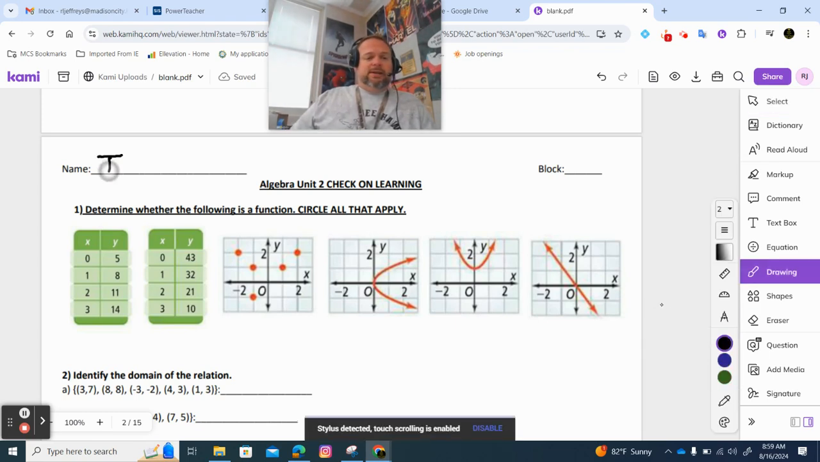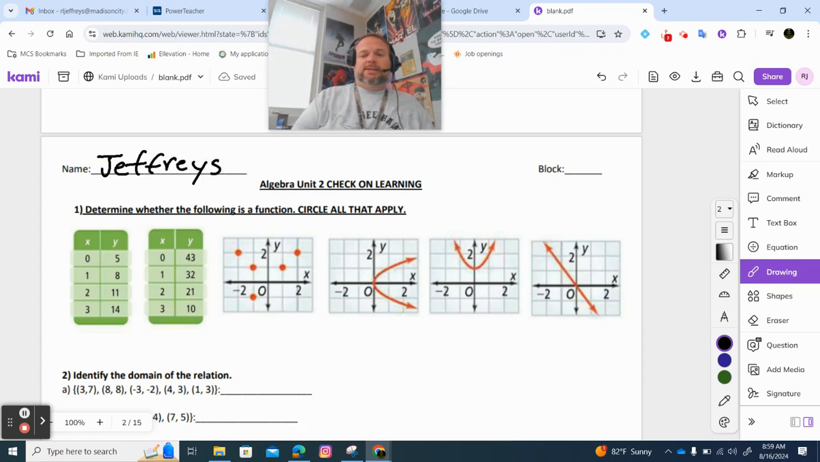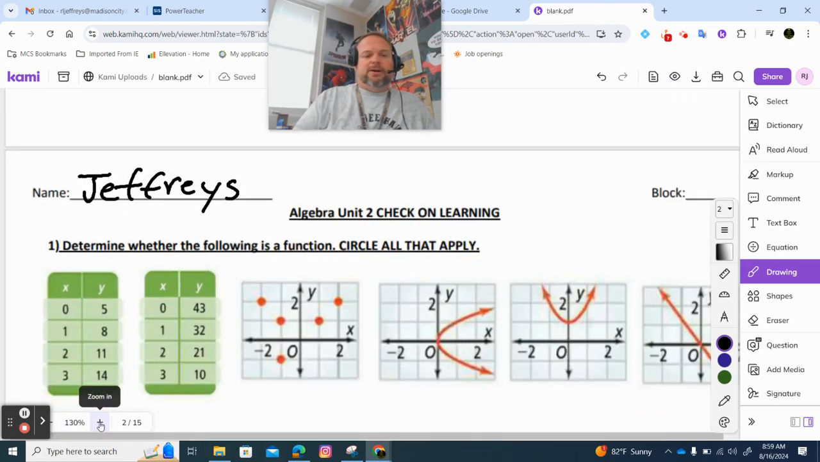We are doing a review of all of our stuff that we did this week. And for those that need it, these are functions, characteristics of functions, domain, range, things of that nature. All right.